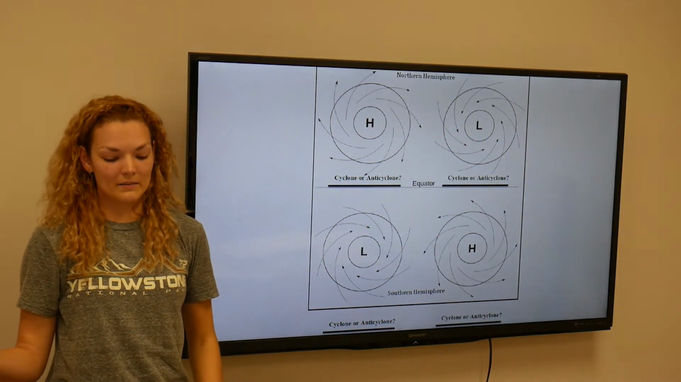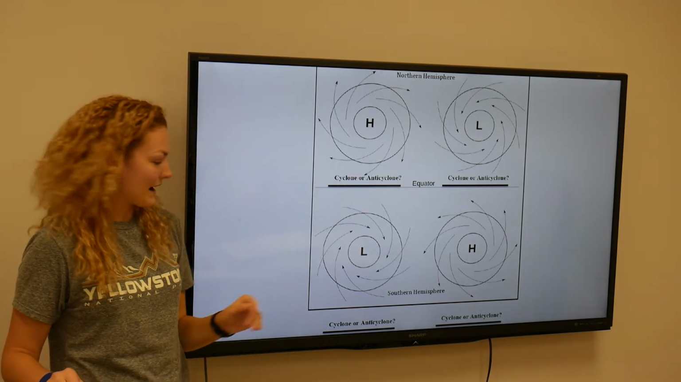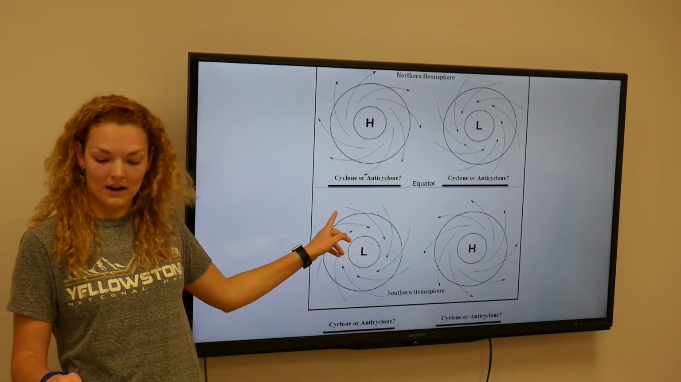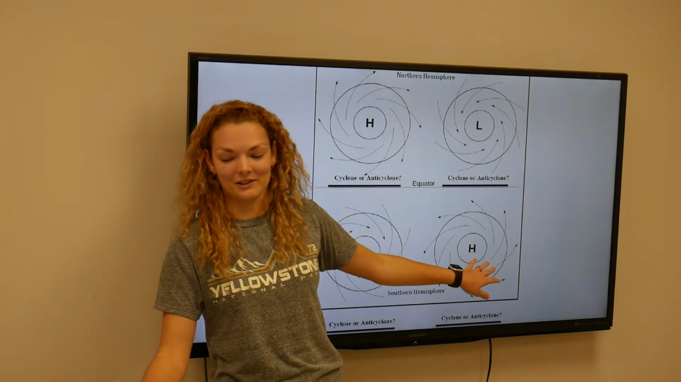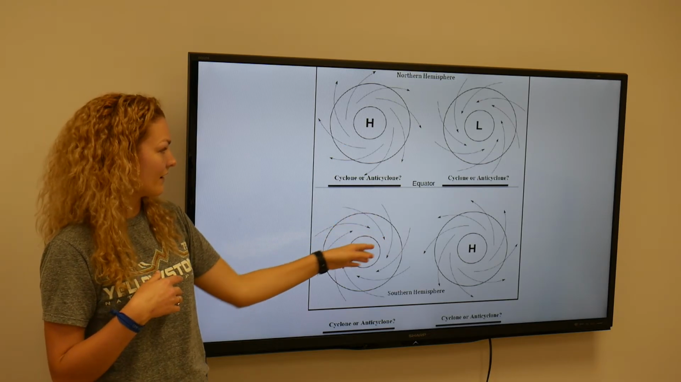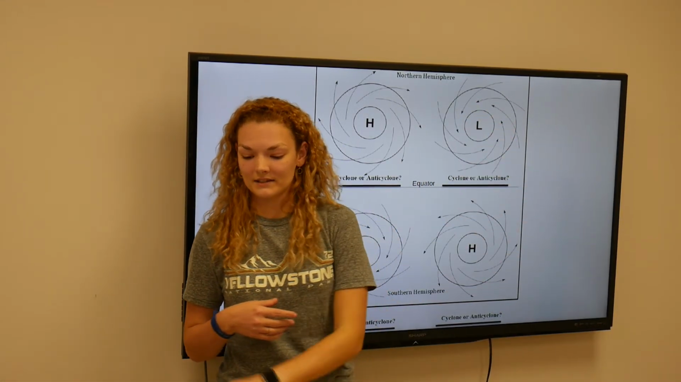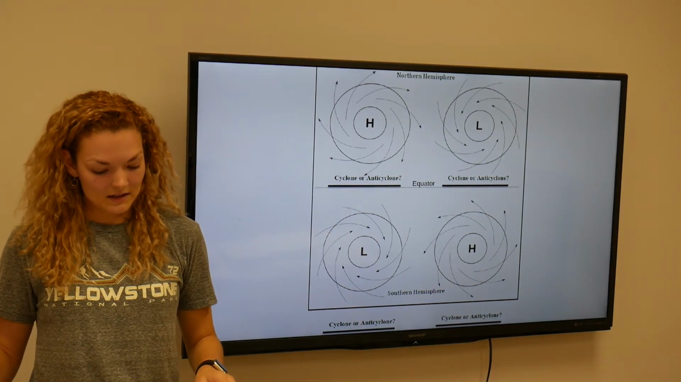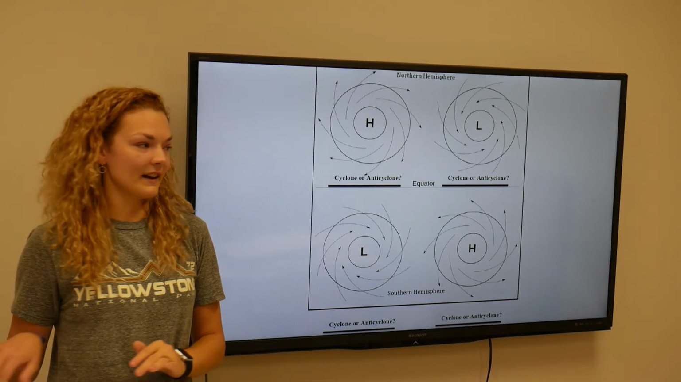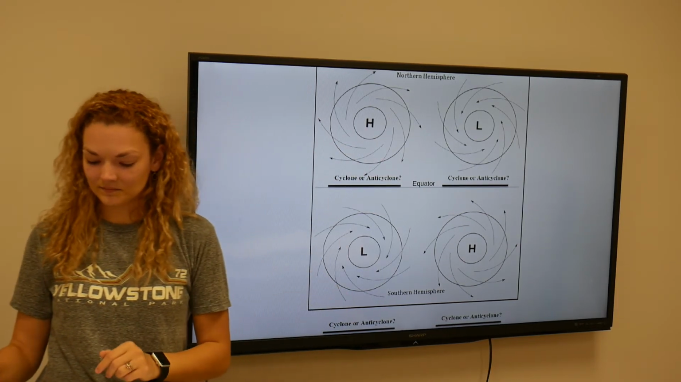And then for the southern hemisphere, it's the opposite because wind is deflected to the left. So we have our cyclone here, it goes clockwise. This one goes counterclockwise. So these two spin clockwise as the arrows point, and these two go counterclockwise as the arrows point. So that's basically how the Coriolis effect determines which way the wind spins.